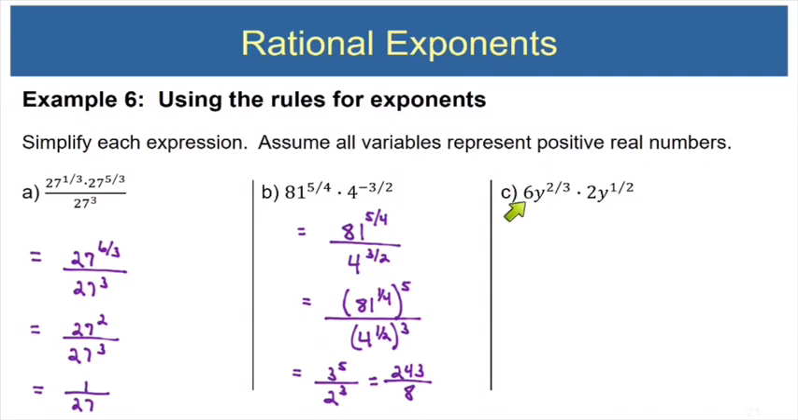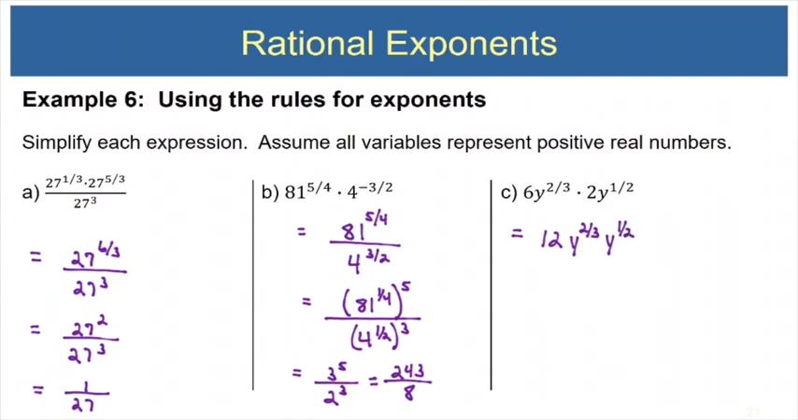And here on part C, we have 6y to the 2/3 times 2y to the 1/2. So this one actually is pretty easy. All we need to do is multiply the coefficients together, and then we can think about how to multiply the y's together. So 6 times 2 is going to be 12, and then we'll have y to the 2/3 times y to the 1/2. Now, this is a place where we can apply the product rule for exponents. So you can see that I have y to a power times y to a power. That means I need to add the exponents.